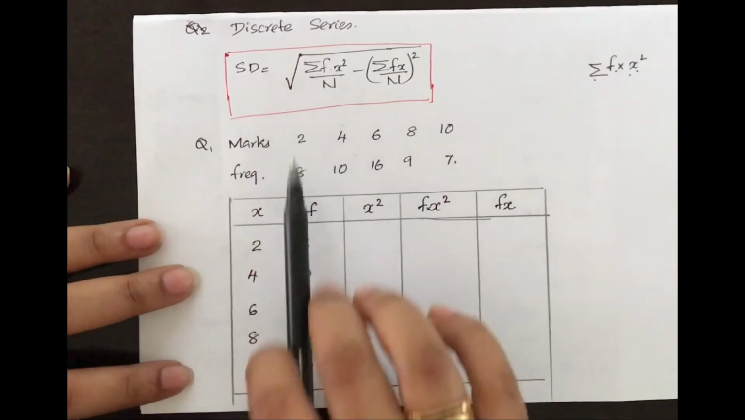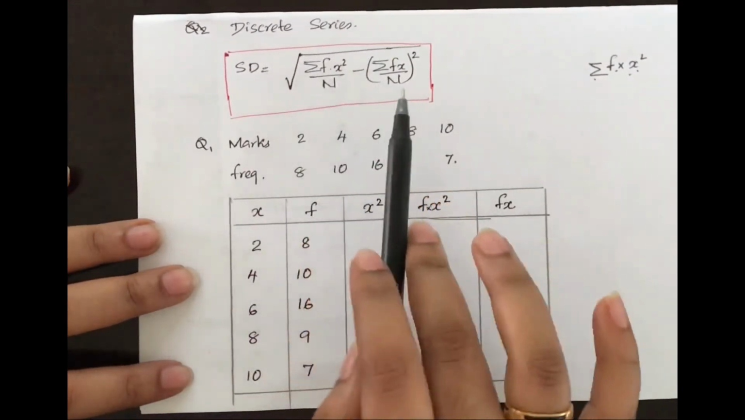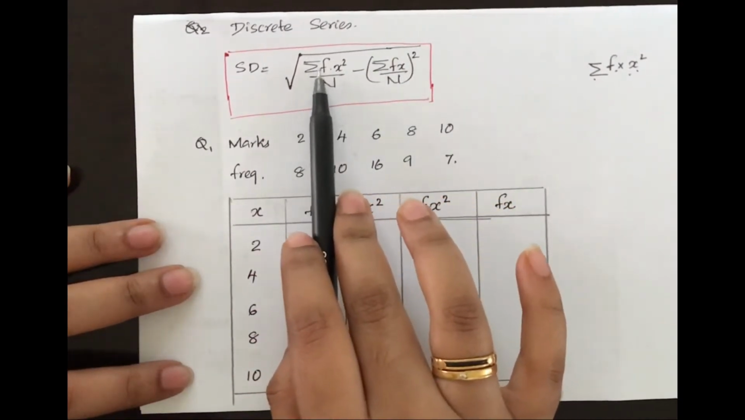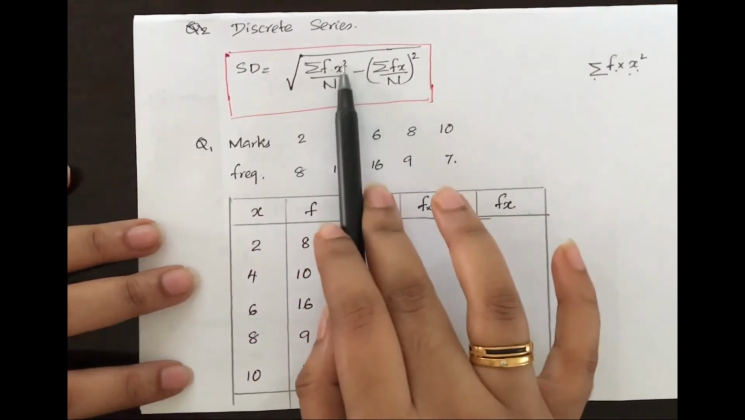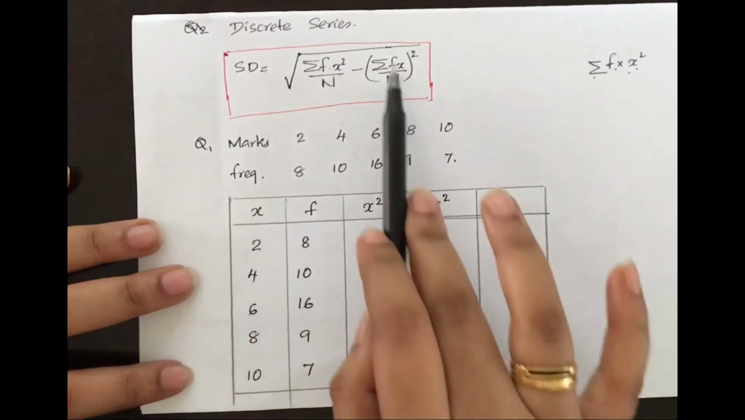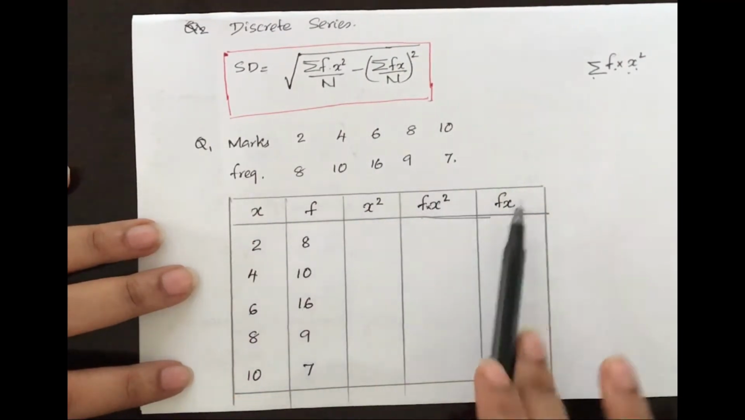Always find out the column head from the equation. Look at the equation. It requires the column total of f into x square. So f is required, x square is required. If you require x square, we need x. Then fx, f into x.